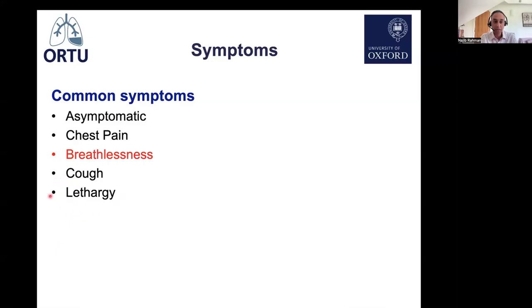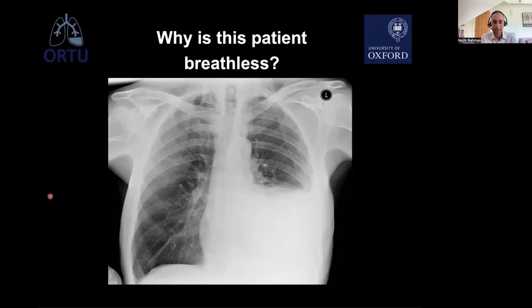Lethargy is a very interesting and very consistent feature of patients with large effusions. The mechanism is not well studied, but certainly when we drain effusions, their lethargy seems to get better. So let's talk about breathlessness and dyspnea. And I guess this is the question.